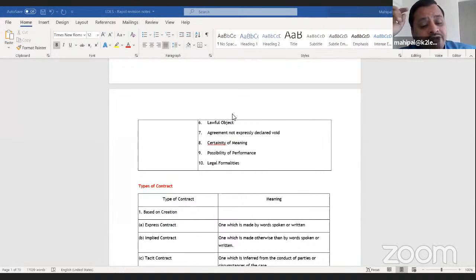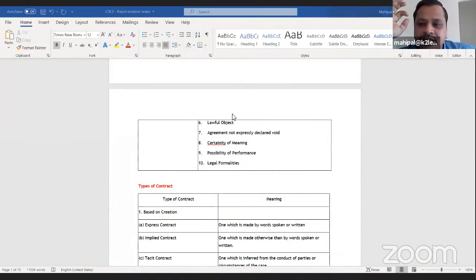Agreement should not be expressly declared to be void. If you remember section 25 void agreements, a lot of agreements have been given as they will not become a contract. The terms of the agreement should be certain. It should be possible to perform in real life, and wherever required, the legal formalities have to be completed.